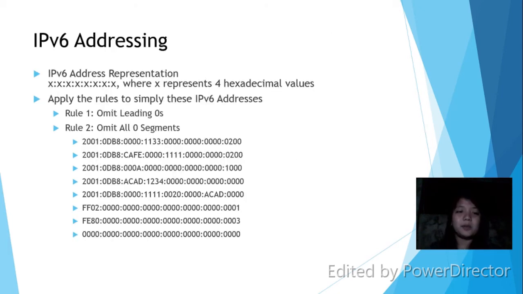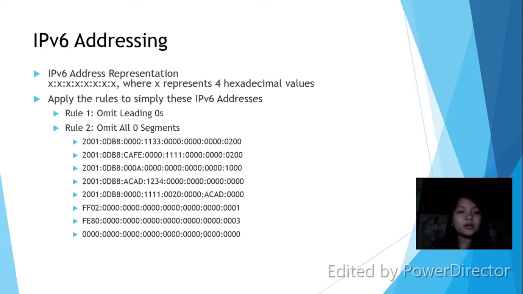Then IPv6 addressing, IPv6 address representation: x:x:x:x:x:x:x:x, where each x represents 4 hexadecimal values.